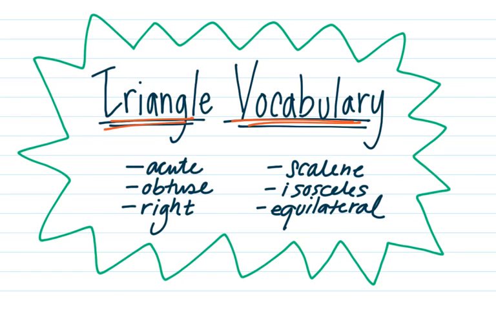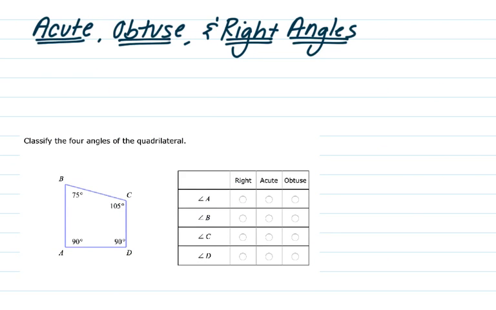Okay, in this video, we're just going to go over some basic vocabulary words that we use to describe angles and triangles. First of all, I want to talk about the word acute. Acute is an angle that is less than 90 degrees. Okay, so it looks like this, a cute little angle. Okay, obtuse is an angle that's more than 90 degrees.